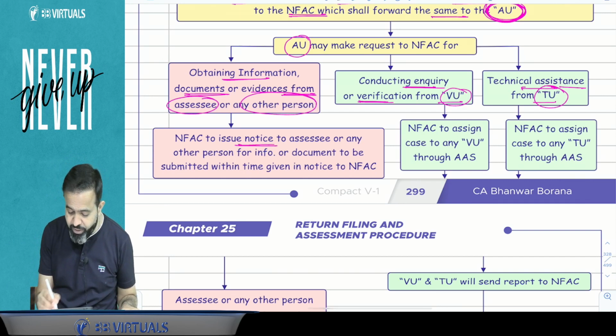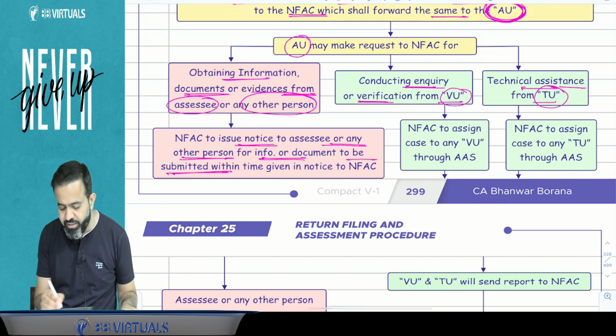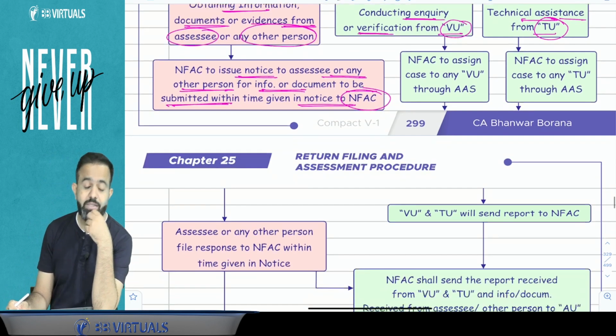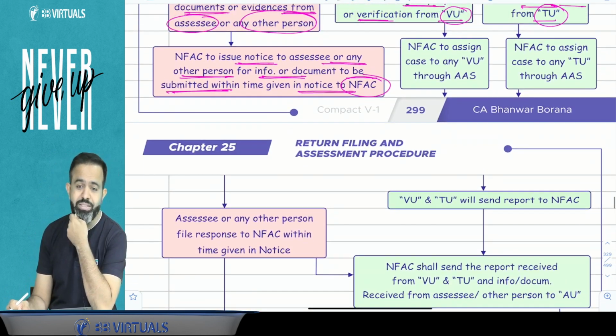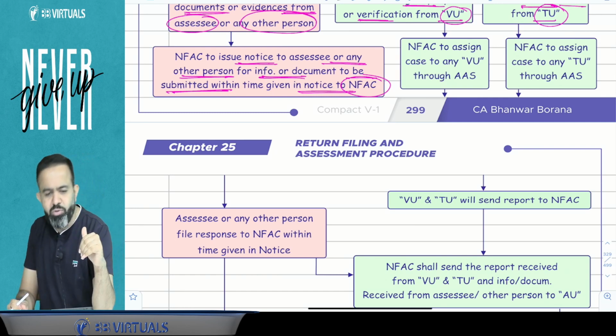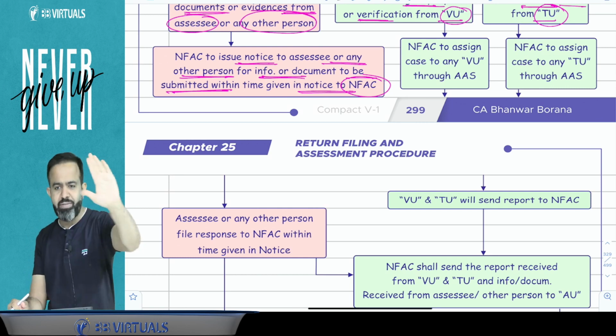NFAC to issue notice to the assessee or any other person for information and documents to be submitted within the time given in the notice. So NFAC will issue the notice to the assessee or any other person, and they will give the time in the notice, whatever time, 15 days, 20 days, 30 days, and they will ask for information and documents from the assessee.